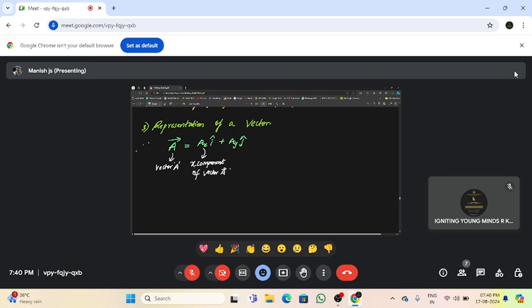Okay, ax is basically the x component of vector A. And can you see that there is an i cap? What does this i cap represent? So i cap is representing the unit normal vector along x direction.